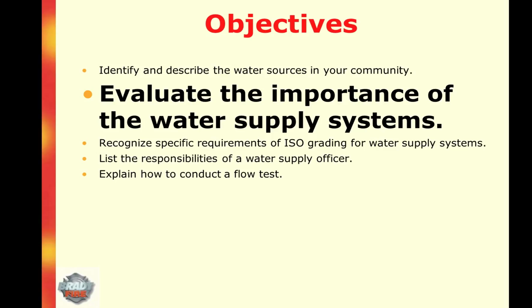Learning objective number 2. Evaluate the importance of the water supply systems. Adequate and reliable water systems are a community's best fire protection, and although many types of fire suppression agents exist, water will always be the predominant agent used in fighting fire.